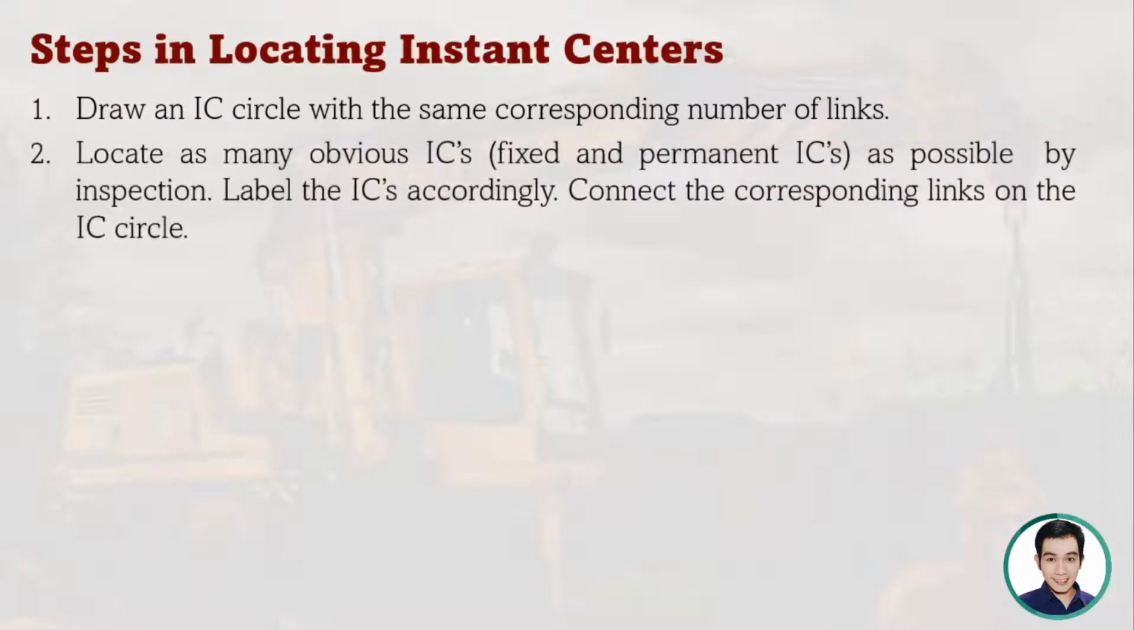Second, locate as many obvious instant centers as possible. If you can observe, there are instant centers that can readily be seen, just like the fixed and the permanent instant centers. However, for the moving ones, we need to use Kennedy's rule later on. So we have to locate first those obvious ICs, then label them accordingly. Then in the IC circle, we are going to connect the corresponding links.